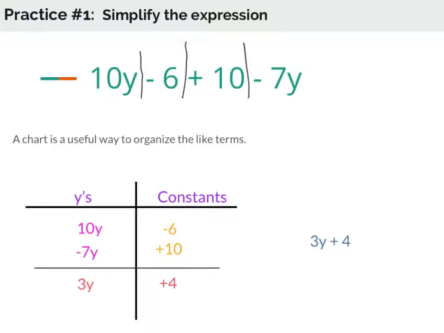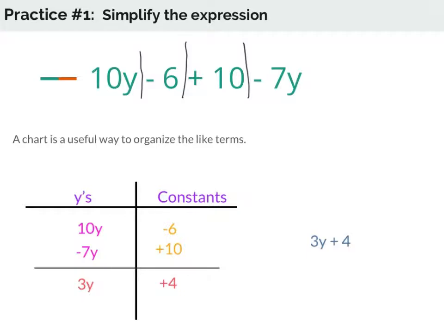How did you do? Were you able to get the same answer that I got? Notice I put the y's in one column and the constants in the other, and then I added them up. And notice that 3y plus 4 is my final answer. I can't add those together and get 7y. I can't multiply them together and get 12y. That is my final answer.